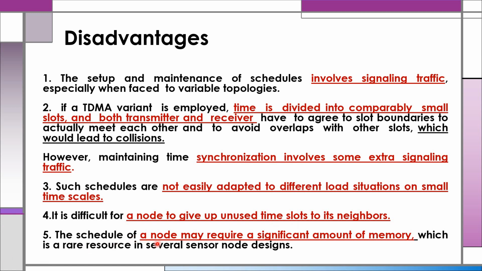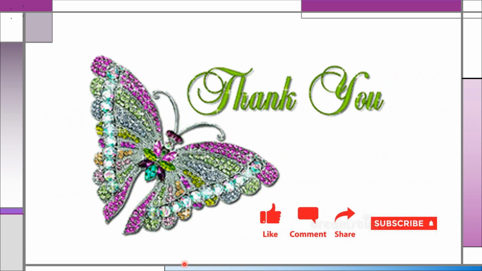The schedules of a node may require a significant amount of memory to maintain, and in a wireless sensor network, memory is a very scarce resource. To maintain the time division multiple access schedule, we need memory. That is also a disadvantage of this particular LEACH protocol.